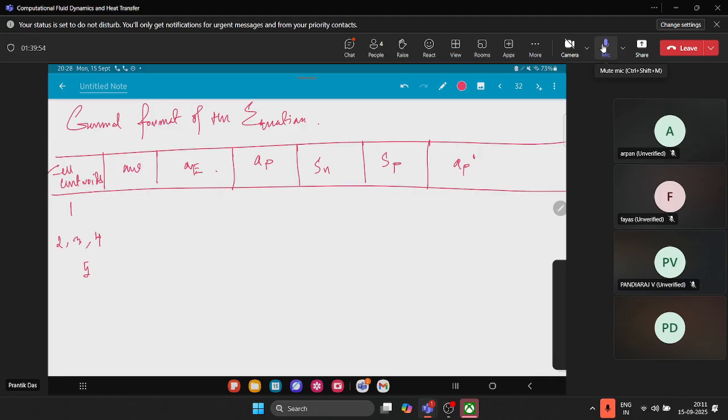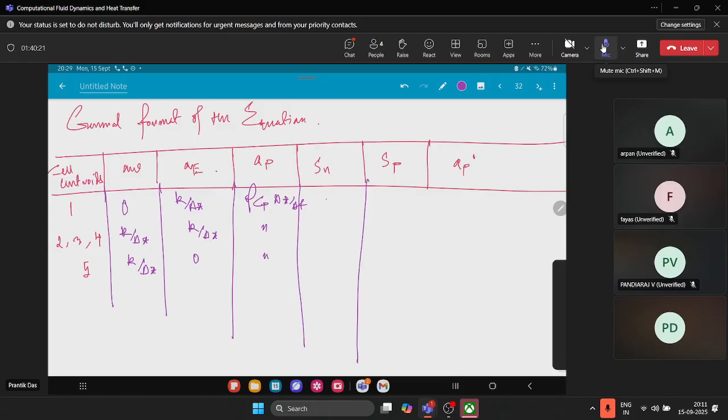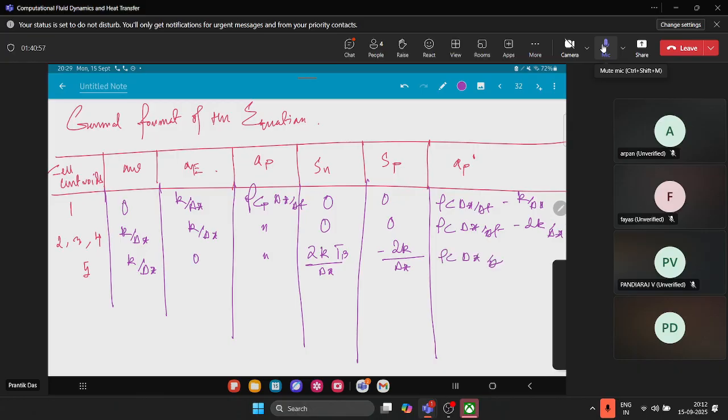So this is 0, this is K by delta X, K by delta X, 0, this is rho Cp delta X by delta T, and then this is 0, this is 0, this is 2K by delta X, this is 0, this is 0, this is minus 2K by delta X, and rho c delta x by delta t minus of k by delta x, rho c delta x by delta t minus of 2k by delta x, and rho c delta x by delta t minus of 3k by delta x.